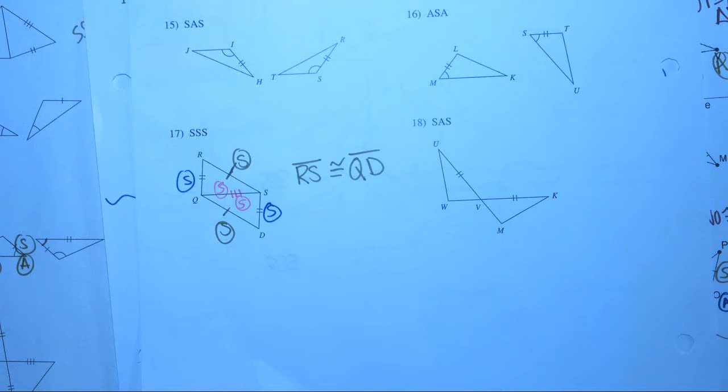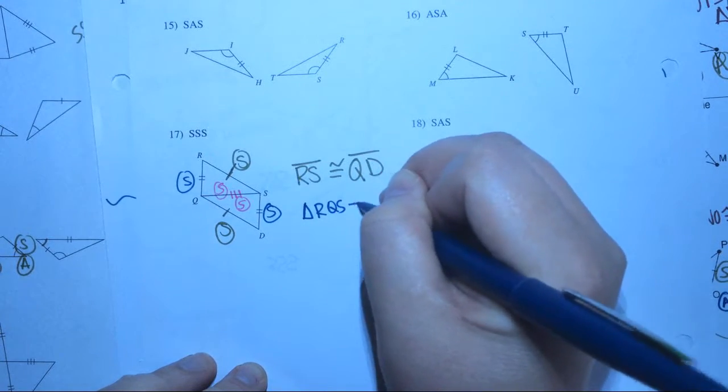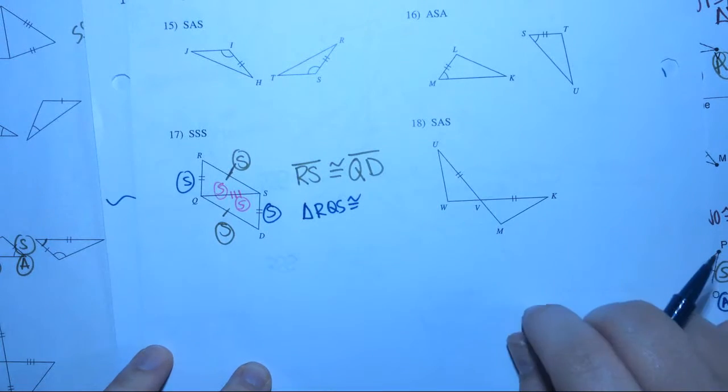Okay, and back to, you might be asked to write your congruent statement, so you might want to compare and say like triangle RQS is congruent to triangle. I did blue, pink, green, so I would do blue, pink, green, so DSQ.